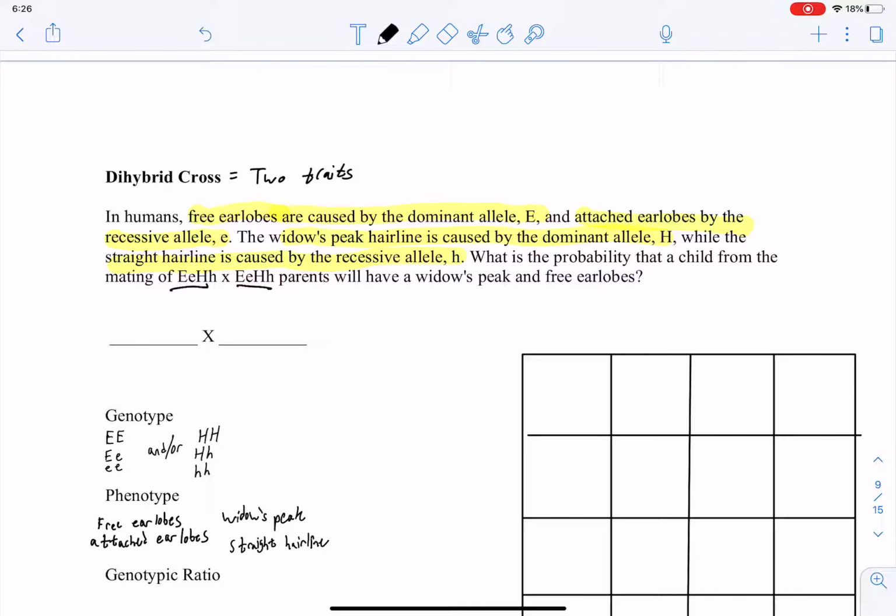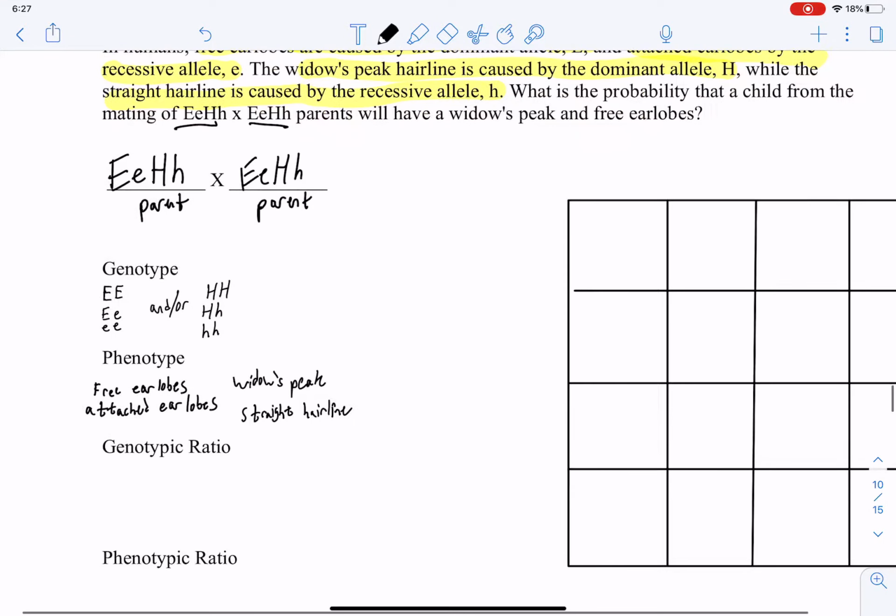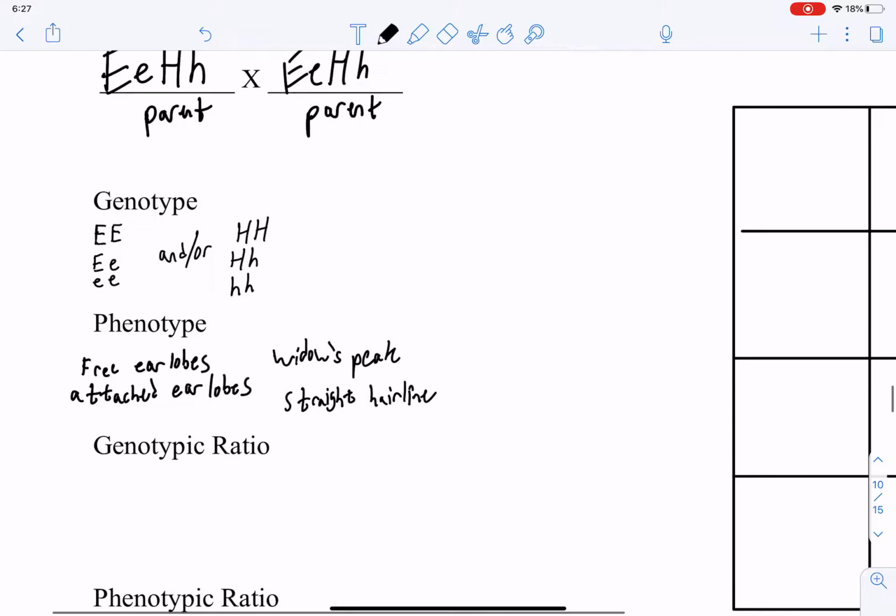We'll hold off on that question about widow's peak and free earlobes. For now, we'll just put in our parent genotype. So this is one parent. This is the other. And they have the same genotype, and they're both heterozygous for both, right? So we don't need to get too much into that. But I already put in the genotypes and the phenotypes as options, right? Homozygous dominant, heterozygous, homozygous recessive for genotypes, and then phenotypes, free or attached earlobes, as well as widow's peak versus straight hairline.